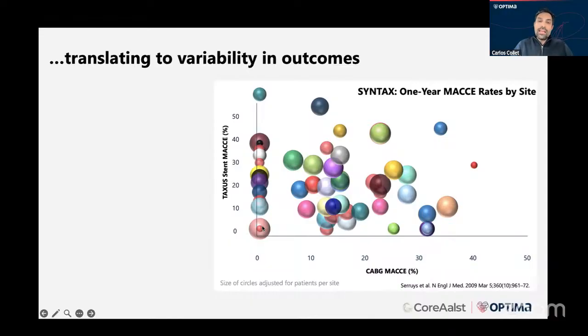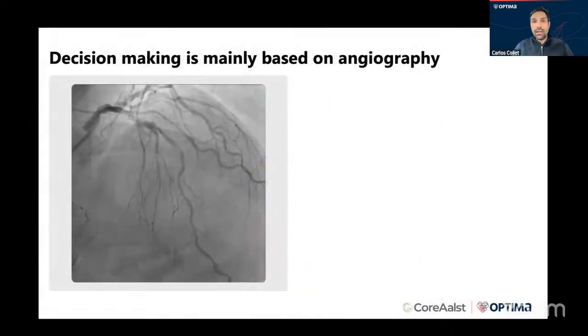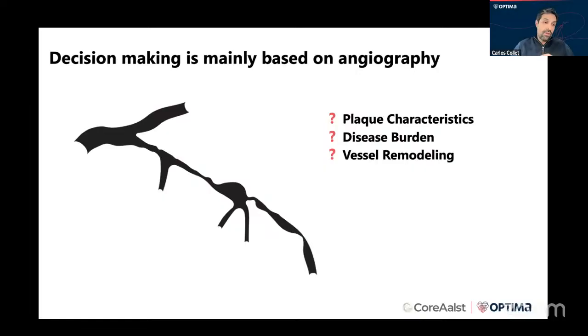So this is one of the biggest problems we have today in interventional cardiology: the variability in treatment. And no wonder. The reason for this variability is that we're taking most decisions based only on an angiogram. And when we look at an angiogram, we have no real understanding of the plaque characteristics. We don't understand the disease burden. You cannot assess vessel remodeling.